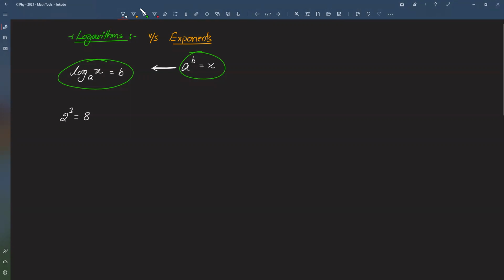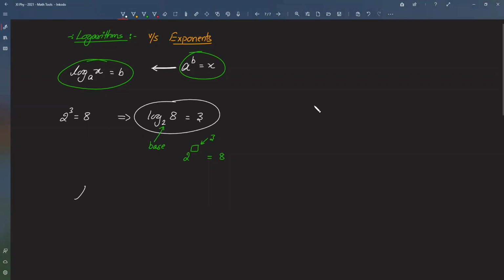In terms of log, if you have to express it, how will you express? We have to say log of 8 to the base 2 is equal to 3. Basically, the way we read it is very important. Log of 8 to the base 2 is equal to 3. So this is read as base. That means this base should be raised to what power that will give you 8? So this is nothing but 3. This is how log and exponents are related.